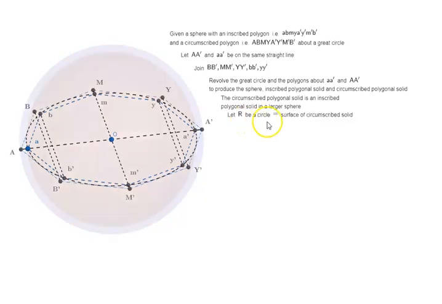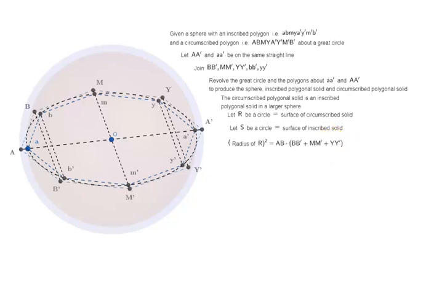Now let R be a circle equal to the surface of the circumscribed solid. So when we say R be a circle equal to, it means let the area of the circle be equal to the area of the surface of the circumscribed solid. Similarly, let S be a circle equal to the surface of the inscribed solid.